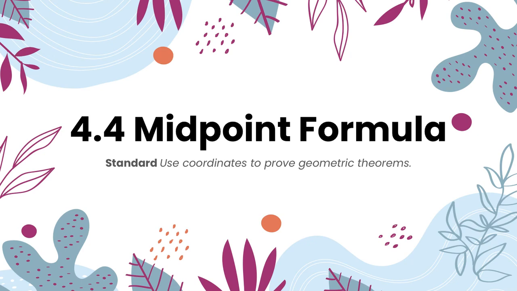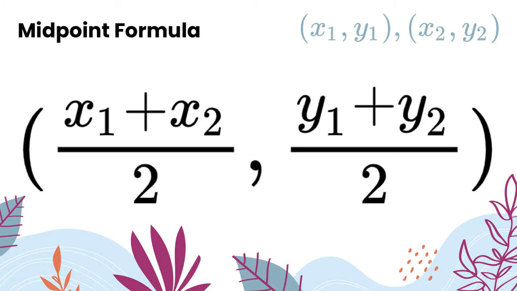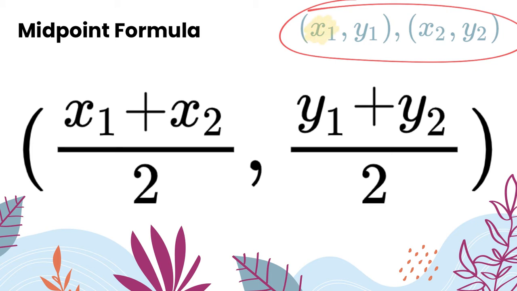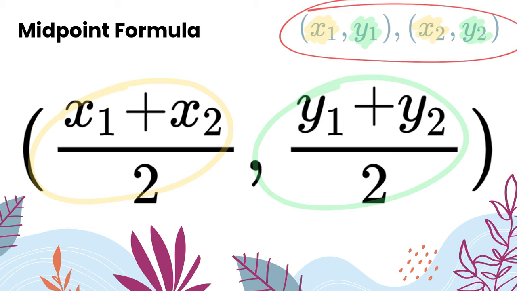Today we will focus on using the midpoint formula, and the standard that we'll be using is using coordinates to prove geometric theorems. So the midpoint formula is basically the average of 2 points. You're given 2 points, and for those 2 points, you will take the sum of the x values, and you will take the sum of the y values, and divide both of those numbers by 2, and that's taking the average. So the midpoint is taking the average between 2 points.